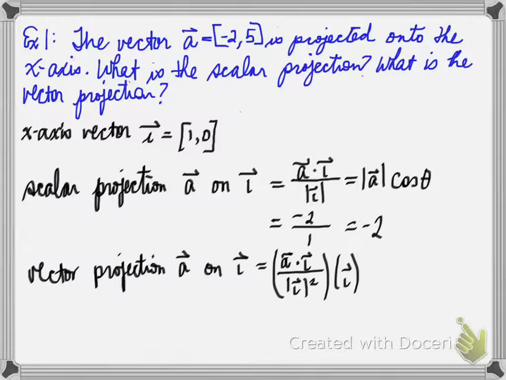The vector projection of A on I, again, is the dot product of A dot I divided by I dot I, or magnitude of I squared, times I, the vector I. And that equals negative 2 over 1 times the vector 1, 0. The result will be negative 2, 0 as a component vector.